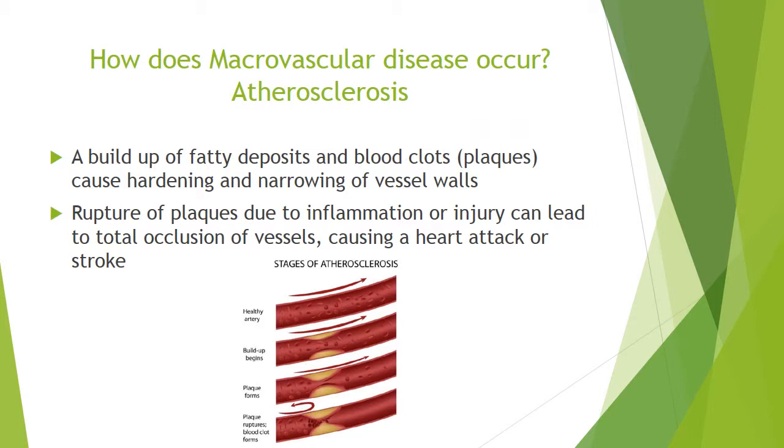So how does macrovascular disease occur? A buildup of fatty deposits and blood clots known as plaques cause hardening and narrowing of the vessel walls. Heart attacks or strokes will occur if the plaques break off the artery wall and cause partial or total blockage of the vessels. This diagram demonstrates this. It is a little like pouring hot fat down the plug hole of the sink. Eventually it will build up on the wall of the drain, obstructing the flow of water or blocking it altogether.